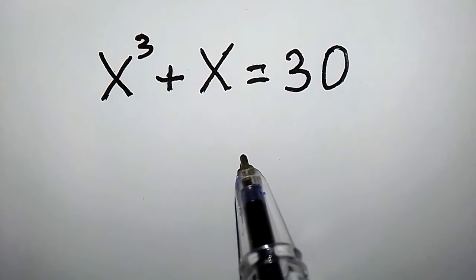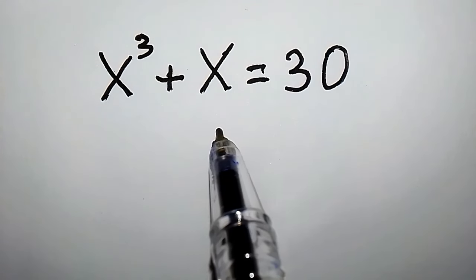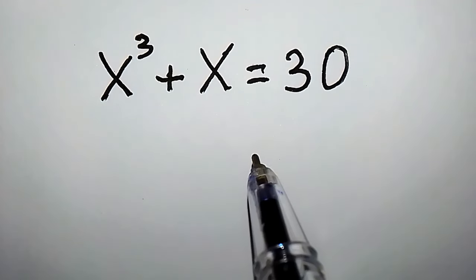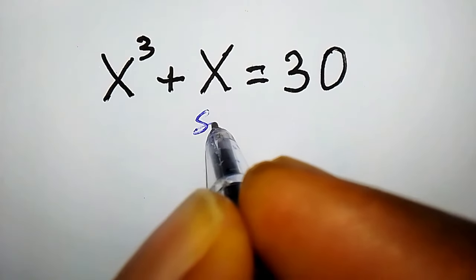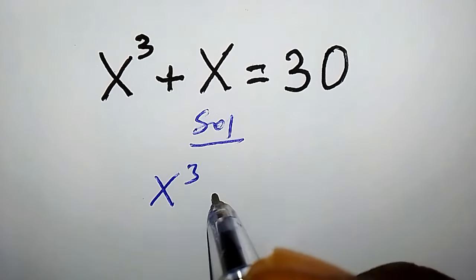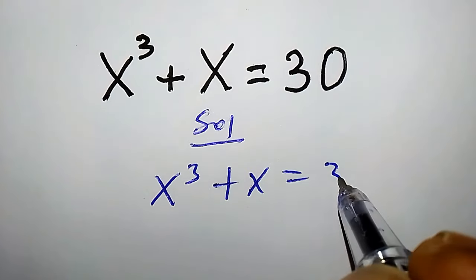This is a very beautiful equation: x to the power of 3 plus x equals 30. How do we solve for x? Solution. We have x to the power of 3 plus x equals 30.